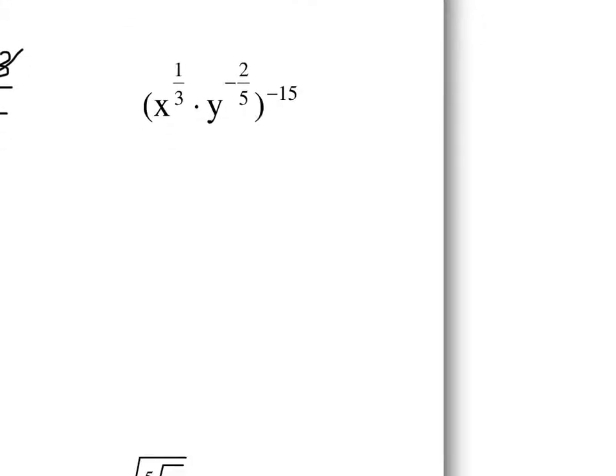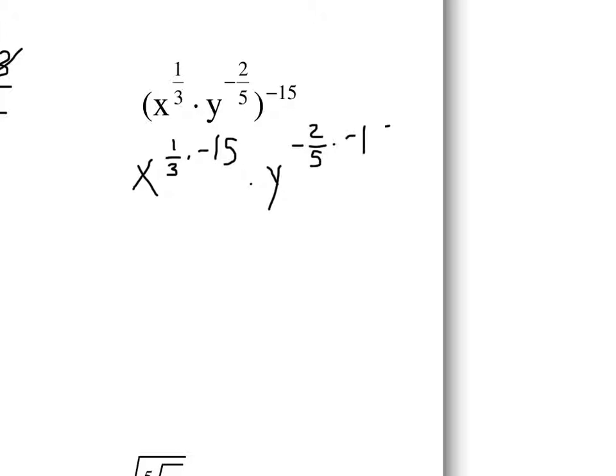Here we have a negative exponent. Let's see if that causes a problem. And we have factors inside the parentheses. So we have x to the 1/3, but then we have to raise that to the negative 15th power. We have to multiply. And we have y to the negative 2/5 to the negative 15th power. We have to multiply.